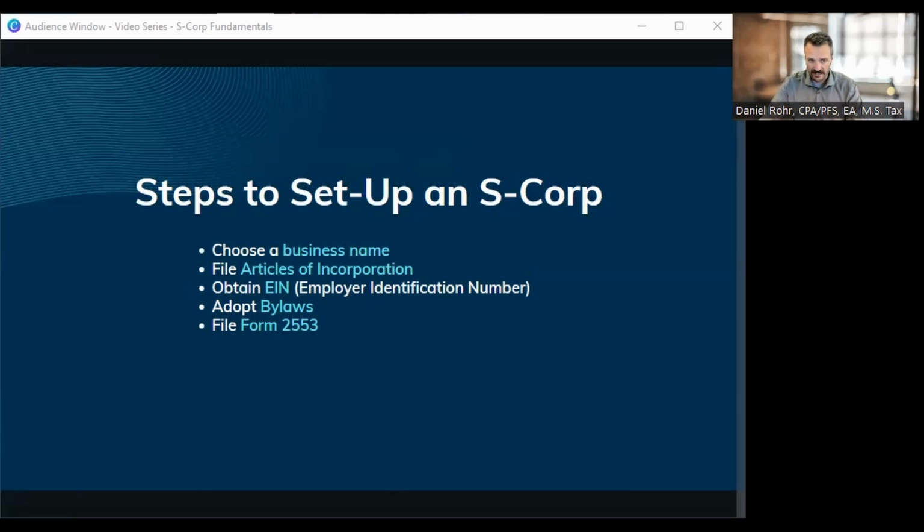Then you need to adopt bylaws, and the bylaws detail the rules and structure of your corporation. They outline the roles of the officers and directors, the meeting procedures, and more. These are crucial for maintaining proper governance. Finally, you need to file Form 2553. This step involves electing the S-Corp status with the IRS. So with the previous steps, you've basically become a C-Corp. Now you're telling the IRS, I'd like to be taxed as an S-Corp. And the way you do that is by filing Form 2553. And this step must be completed within 75 days after incorporation.